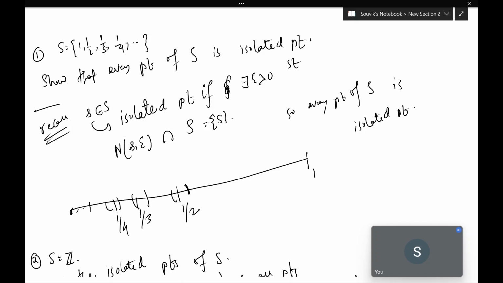So consider the set A equal to 1/2, 1/3, 1/4, and so on. We need to check that every point of S is an isolated point. What does an isolated point mean? A point is an isolated point if there is epsilon greater than 0 such that the deleted epsilon neighborhood of the point intersected with S is empty. Consider the number line and all these points. Suppose we choose the point 1/3. Then, considering a very small epsilon neighborhood of 1/3, it contains only the point 1/3 and no other point of S. So every point of S is an isolated point.